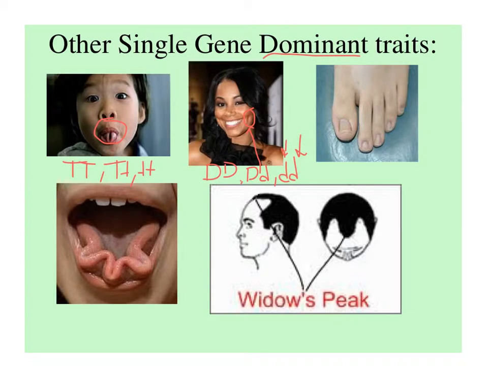Here's another one. If your second toe is longer than your big toe, that is much more rare. I can't do that. I can roll my tongue, but I cannot do that. But that's another dominant single gene trait. And a widow's peak is like a little V that you have on the front of your hairline.